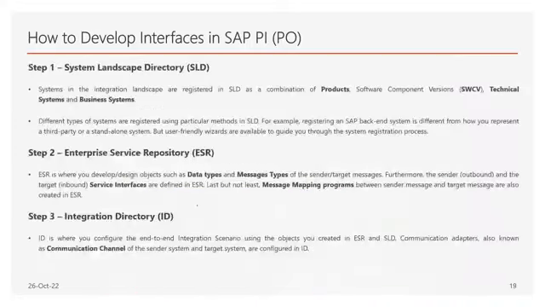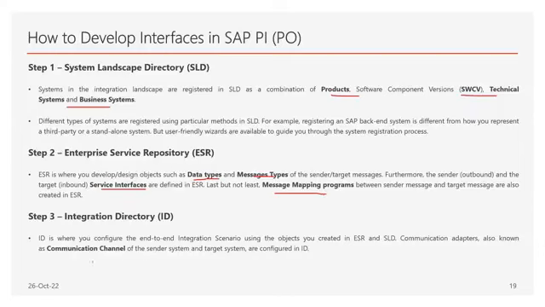So as I said, the System Landscape Directory will help you to maintain information related to products, software components, technical systems, and business systems. ESR is all about the data types, message types, mapping programs, service interfaces, and all these things, so that you can develop these objects and maintain the structures and schemas and maintain the data-level validations also. Okay, and then the Integration Directory.